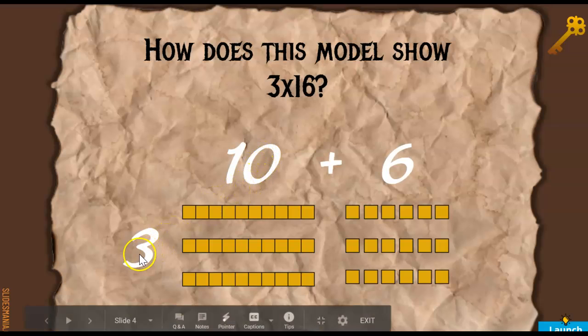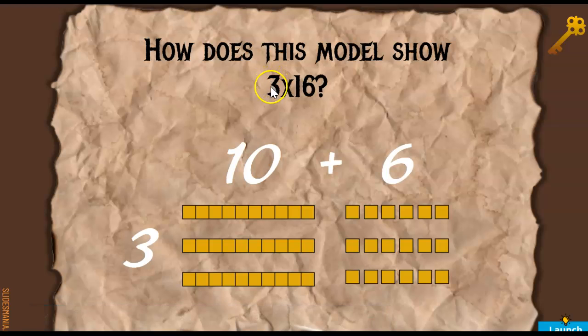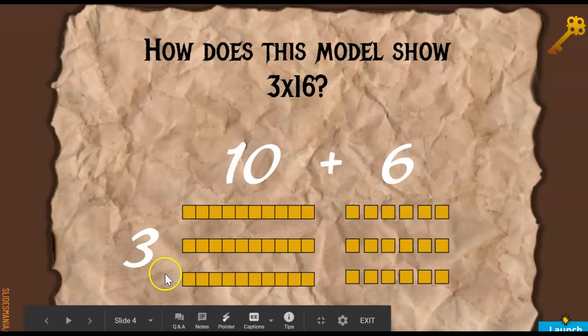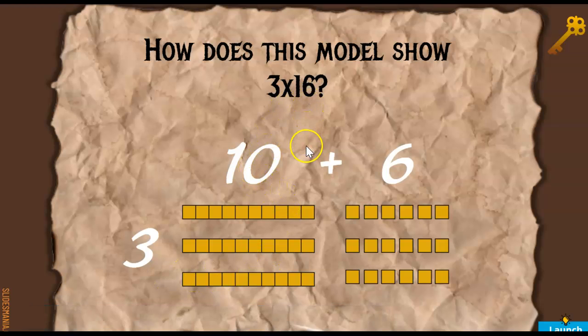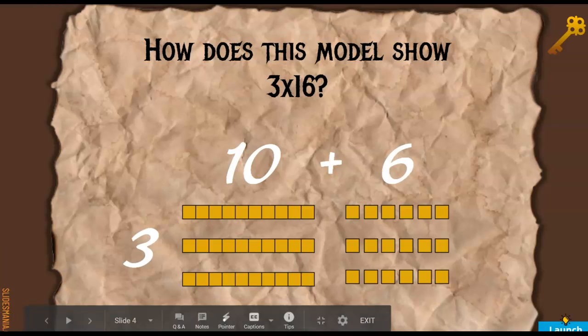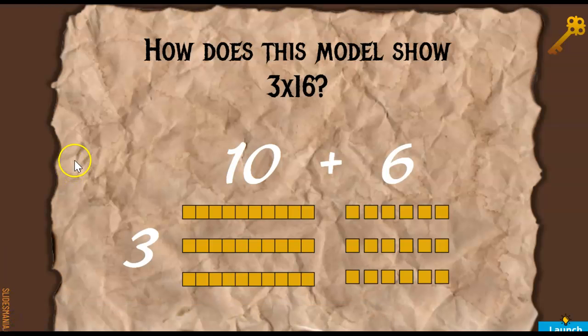And what you'll notice is there are 3 rows here, and this represents the 3 from our multiplication problem. There are 3 rows, 1, 2, and 3, and there are still 16 columns. So when you count all of these up, there are 10 right here going down, and there are 6 over here. And our total is going to be 48. So our total is 48 when we actually multiply them.